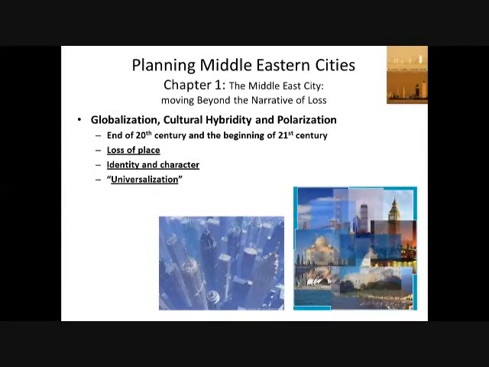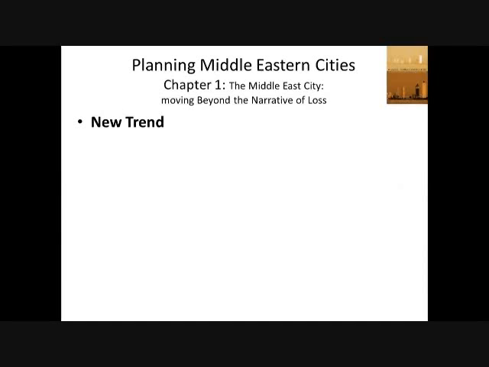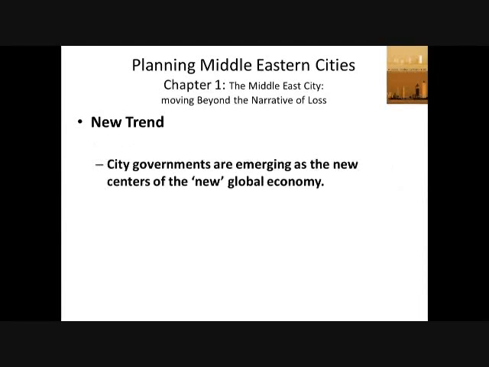Globalization, cultural hybridity, and polarization: this is how the city was influenced. And it resulted in loss of place, identity, and character, and universalization of the cities. So globalization in itself is not bad. It is how it is used and how it is implemented in different cities. So what is the new trend? The new trend is that the nation state is questioned. Is it still really relevant to look at countries as a whole, or should we look at cities as representative of different entities?